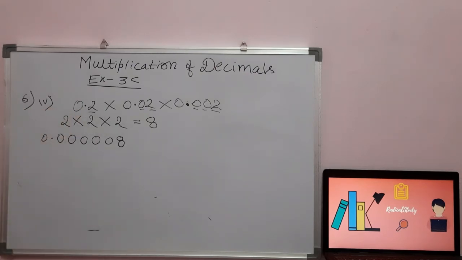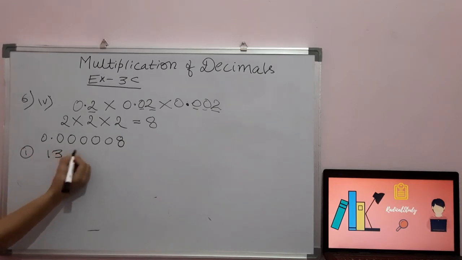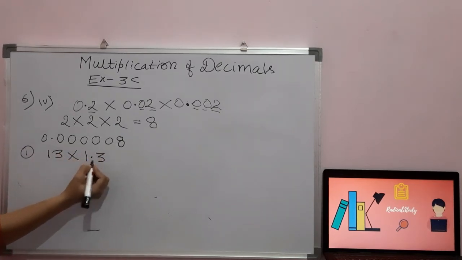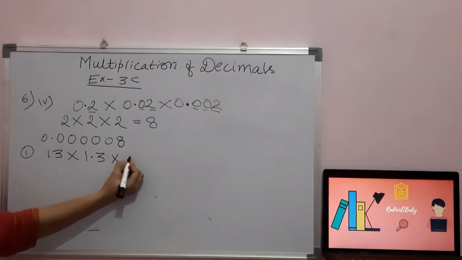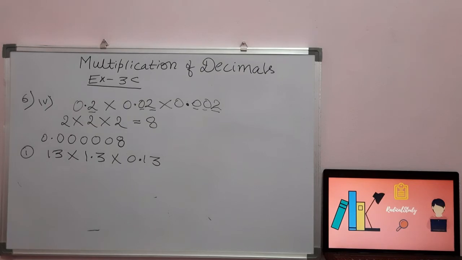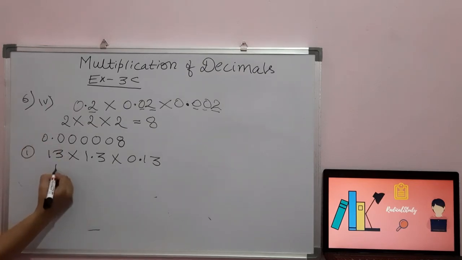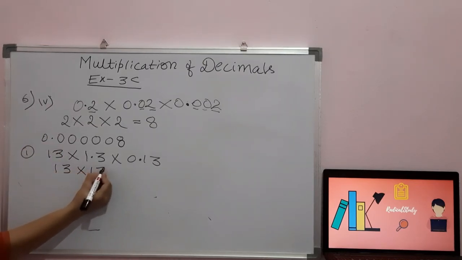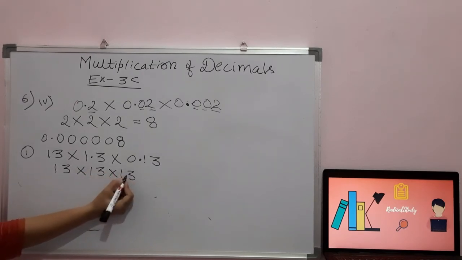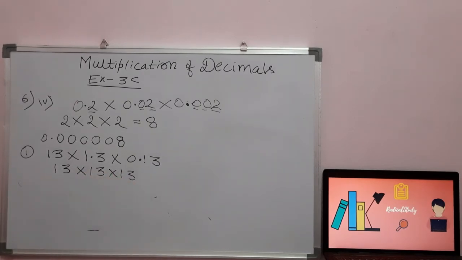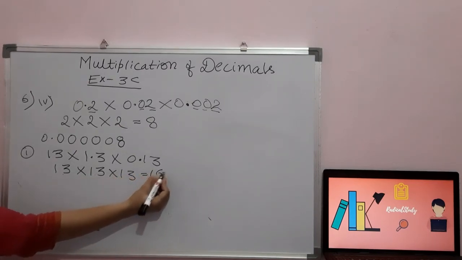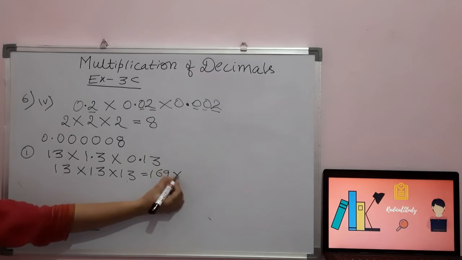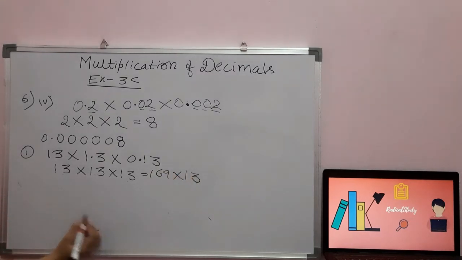Now I am going to solve the first option of this question. Maybe this will be easier for you to understand. 13 multiplied by 1.3 multiplied by 0.13. Here also we have 3 numbers. Now ignore the decimals. Ignoring the decimals, we have to multiply 13 3 times. What do we have to do with 13, 3 times? We have to multiply. Now 13 13s are 169, that is the square of 13. There is one more 13, so 169 multiplied by 13.